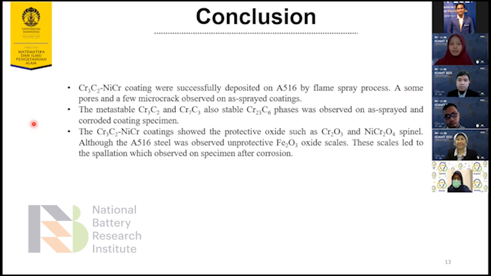Some pores and a few micro cracks were observed on the spray coating, and metastable Cr3C2 and Cr7C3, and also stable Cr23C6 phases were observed on the spray and corroded coating specimens. And the last is that the chromium carbide nickel chromium coating shows protective oxides such as chromia and nickel chromium oxygen spinel, although the uncoated specimen showed unprotective ferrum oxide, which will cause the spallation observed on the specimen after corrosion.